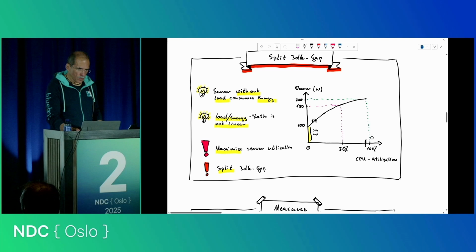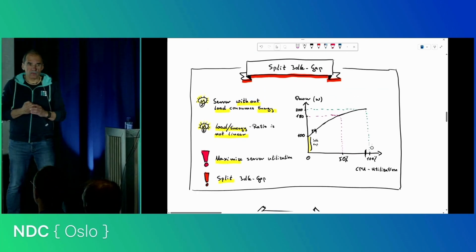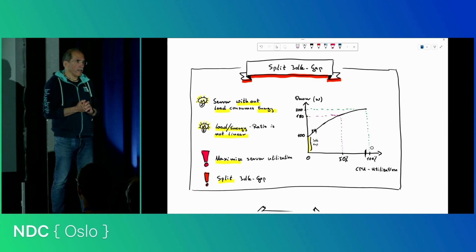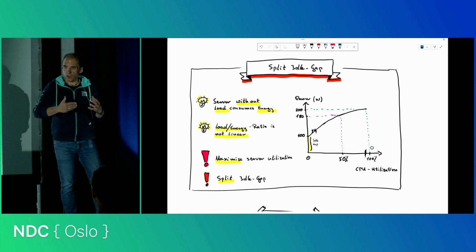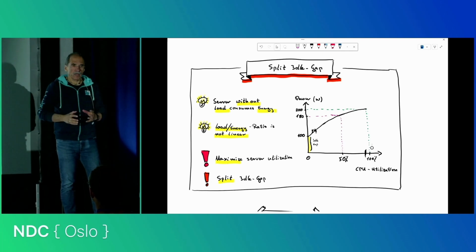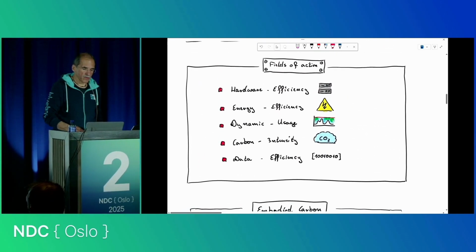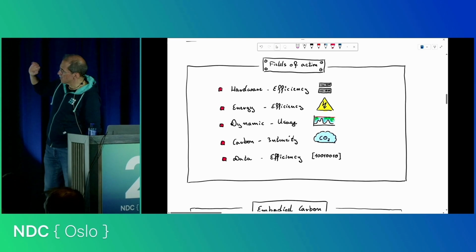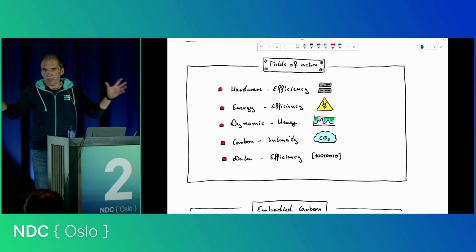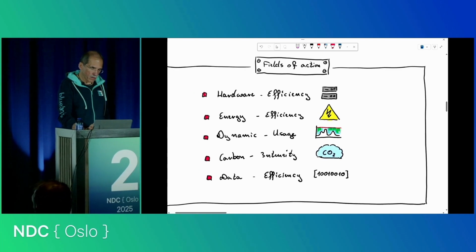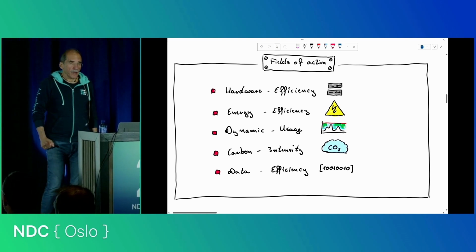These are the principles we have to keep in mind, and now we can start thinking about how to deal with them, how to increase server utilization, and the other principles of these fields of action. I will start with the first one, hardware efficiency, energy efficiency. I bet you're all familiar with that, and maybe you know more about it than I do.